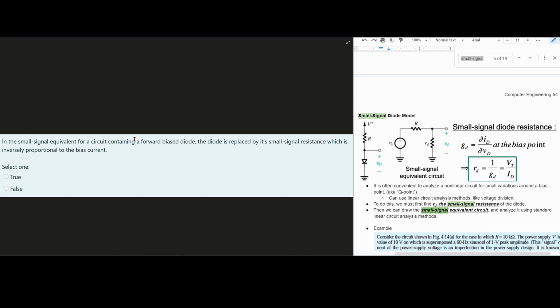It is often convenient to analyze a non-linear circuit for small variations around a bias point. And this bias point we call the Q point. We can use linear circuit analysis methods like voltage division. You can see that right here. To do this, we must find our RD. This is the small signal resistance of our diode. Then we can draw the small signal equivalent circuit and analyze it using standard linear circuit analysis methods.